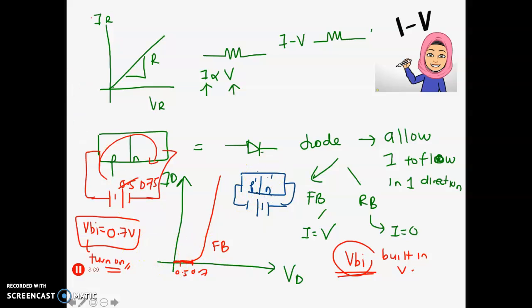So how is your IV characteristic here? This area will have no current. So this is reverse bias. Here it will be forward bias. Here will be your VBI. So this is what we call the IV characteristic of a diode.